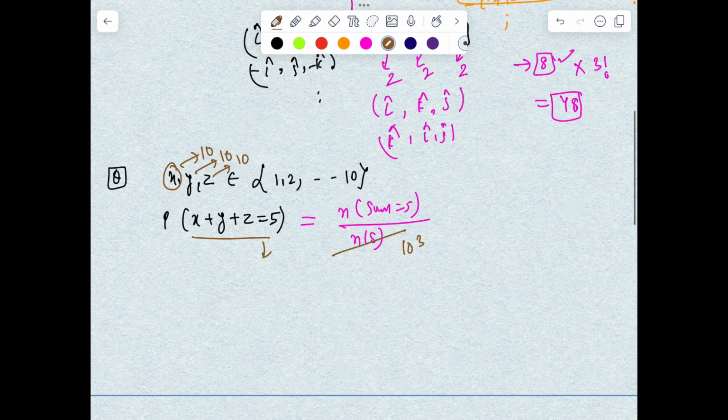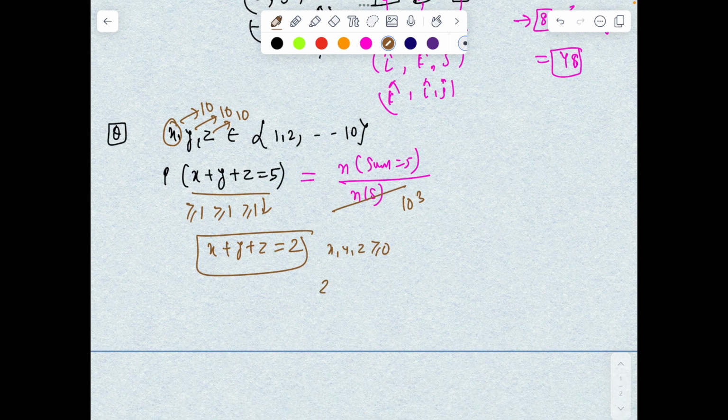And the number of ways in which you can add to 5 is, we can use the stars and bars technique, because the minimum value of x is 1, the minimum of y is 1, and the minimum of z is 1. So I can give 1 to all of them, so we'll have a new x plus y plus z, which would add up to 2, such that x, y, z are greater than or equal to 0.